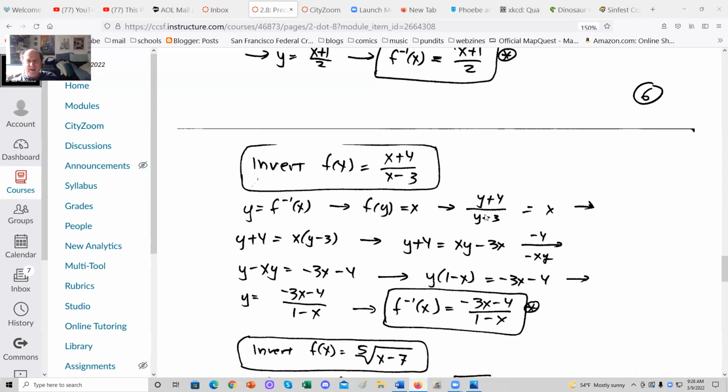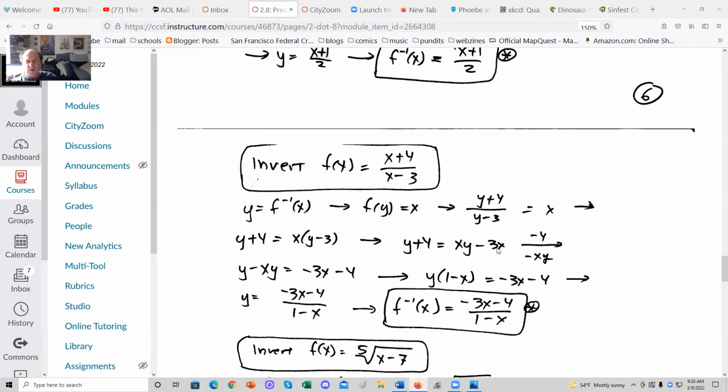Division is annoying. Let's get rid of it by multiplying both sides by y minus 3. So y plus 4 equals x times y minus 3. Okay, good. We'll simplify this right-hand side by distributing x. So y plus 4 equals xy minus 3x. Now here's the problem. There are y terms on both sides and non-y terms on both sides. Let's move this xy term to the left by subtracting xy from both sides.